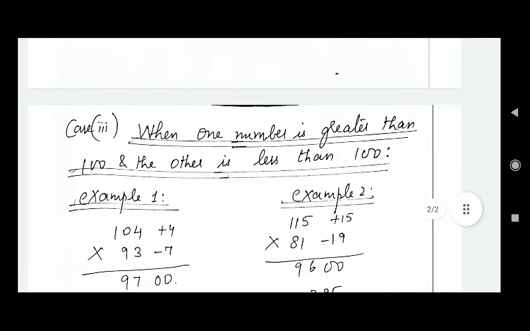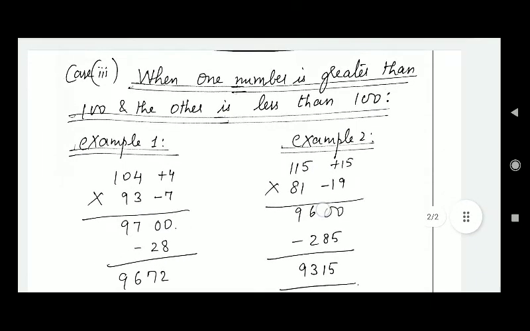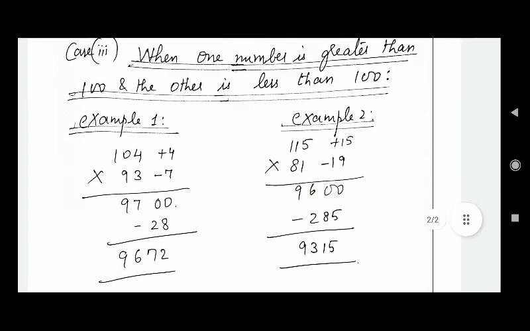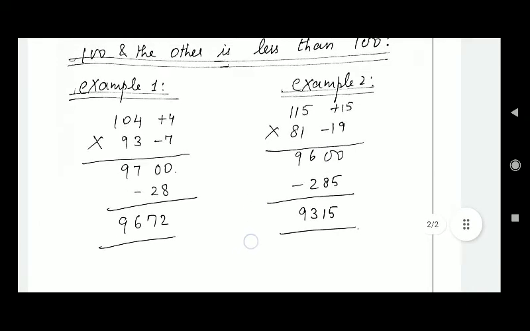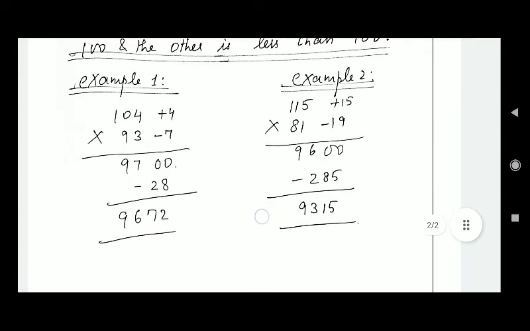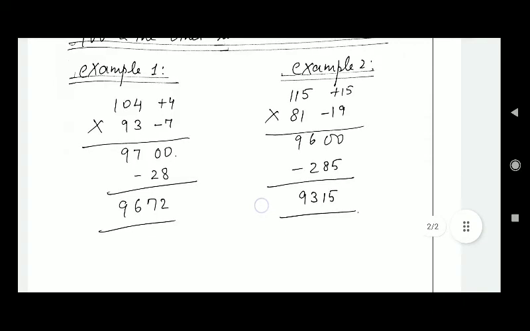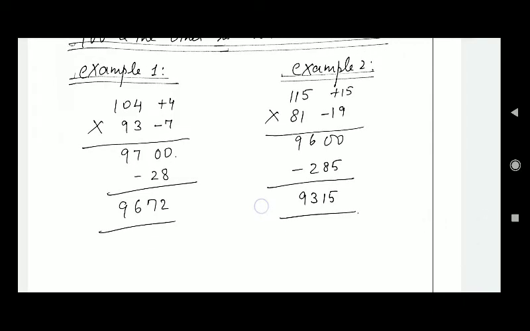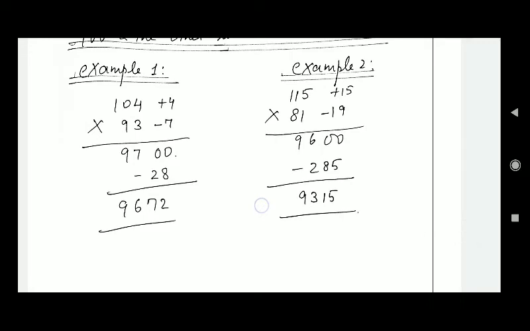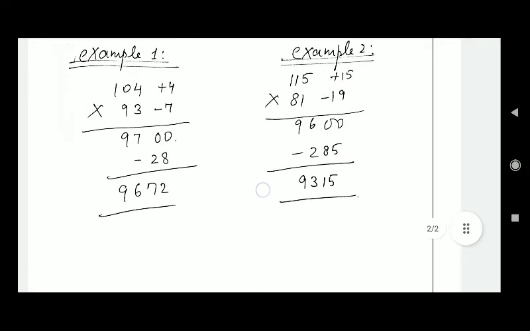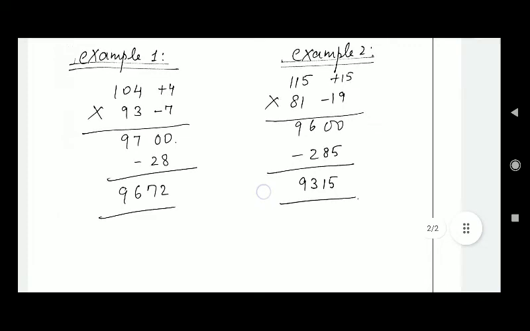Now we shall see case 3, when one number is greater than 100 and the other number is less than 100. Example 1. We shall consider an example in which the first number is between the range of 100 to 110 and the second number is between the range from 90 to 100. So 104 into 93. Since 104 is 4 greater than 100, I am writing plus 4 on the right side. And since 93 is 7 less than 100, I am writing minus 7 on the right side. And 4 into minus 7 will give me a negative value, which is minus 28.